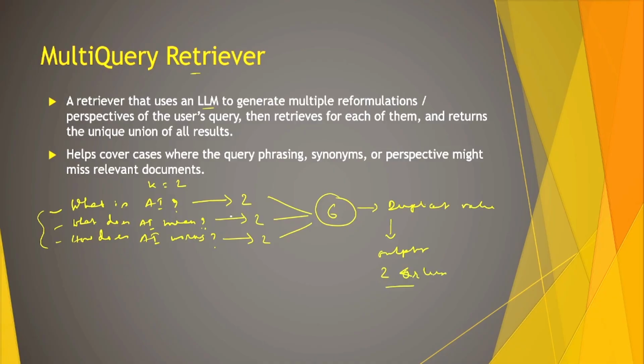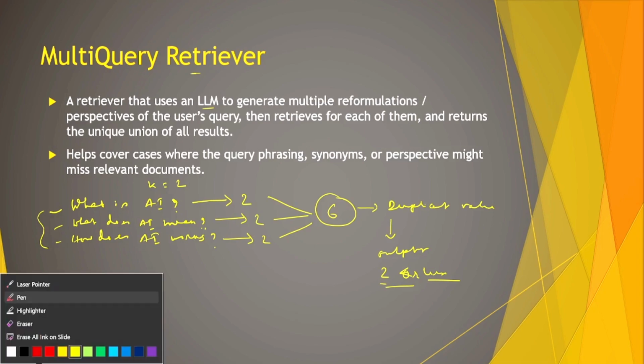Okay, as we have mentioned k equal to 2, it might be 2. If after removing the duplicate values my documents remain 2, then it will give the 2 results. If it removes most of the duplicate values, then it will give fewer results. Okay, so this is how my multi-query retriever works.